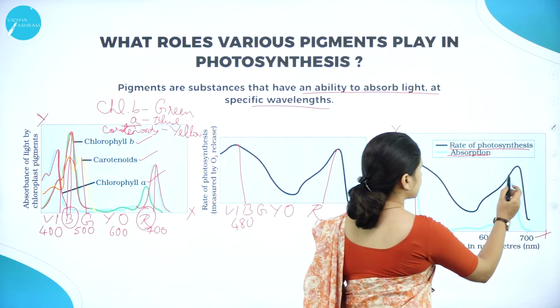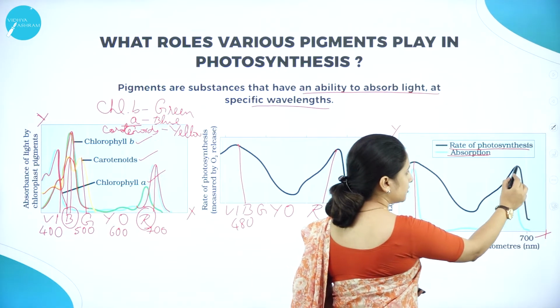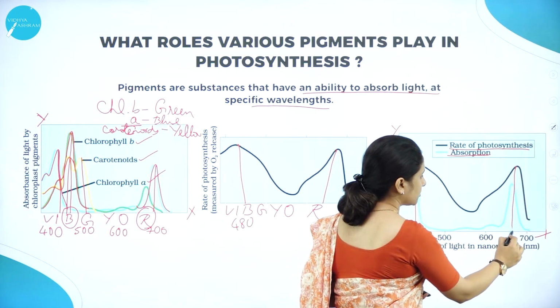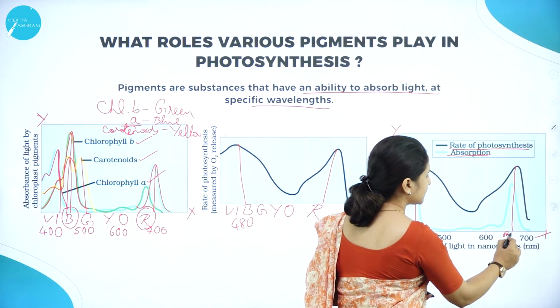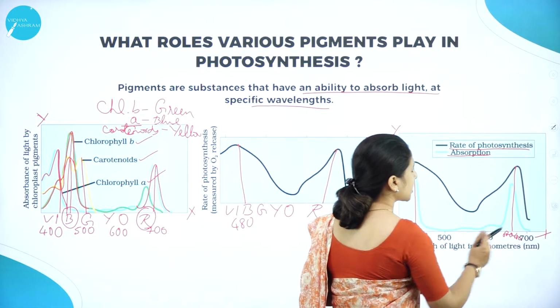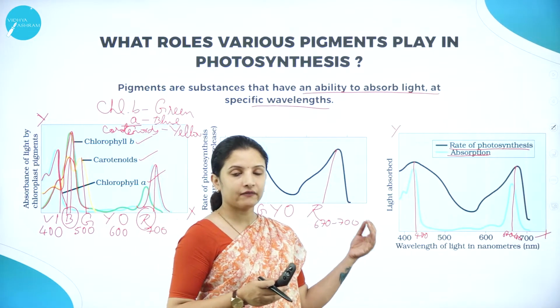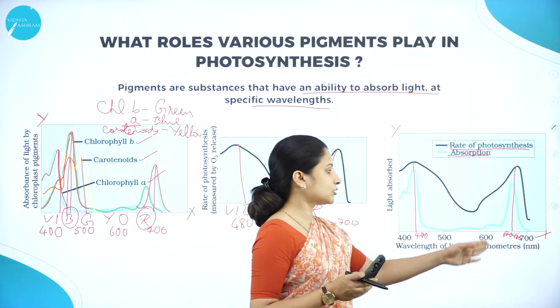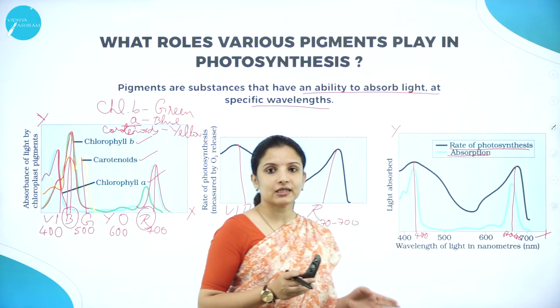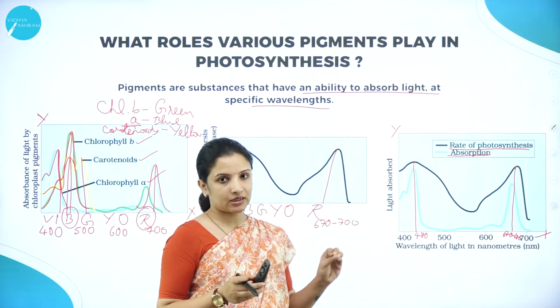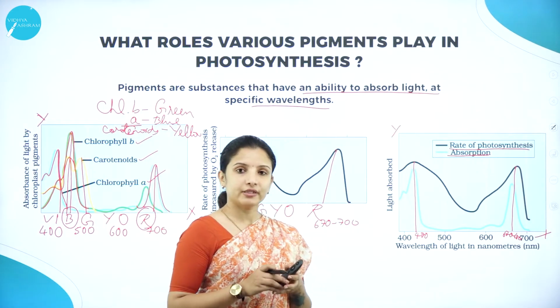And here also you can see a peak has come. So when you draw a line here, here also it is between somewhere 670 to 680. So therefore here also the photosynthesis rate is high when the absorption of light is of 670 to 680 nanometer, which is nothing but the red light. So it is understood now.